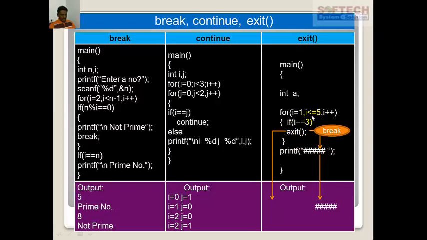Then 3, 3 less than or equal to 3, condition true. 3 equal to 3, condition true. Exit. It terminates the program. It comes out of the main block. If we replace exit with break, it does not come out of the program. 3 equal to 3, break the for loop only. It comes out here. Break the loop, then this statement is executed. If we put exit, it terminates the program. If we want to terminate the program in the middle of main, we just put exit.